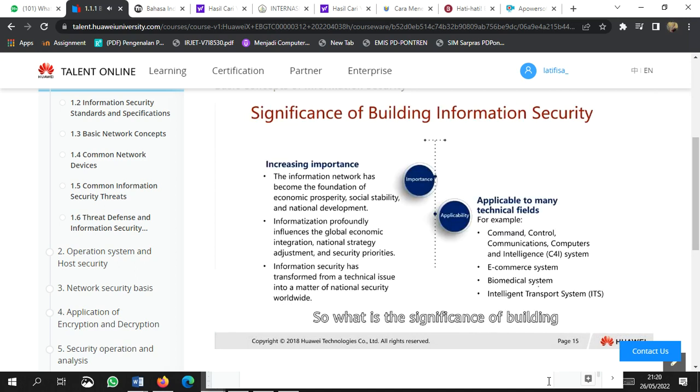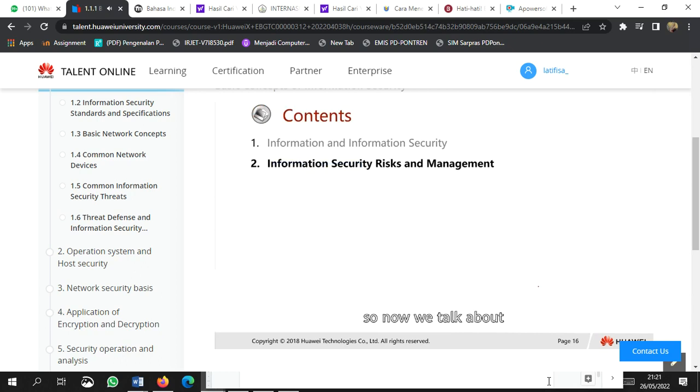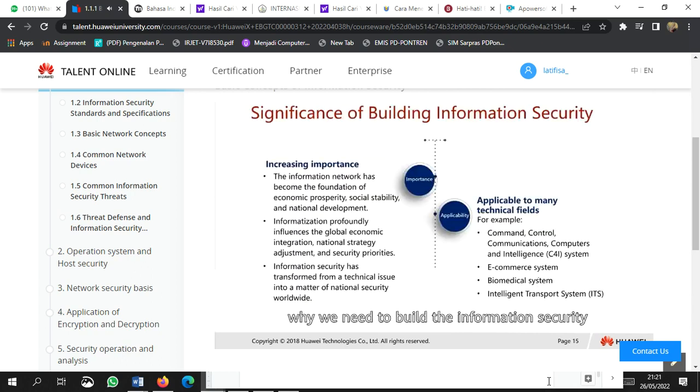All right, so what is the significance of building information security? We talked about so many problems, the causes. Now we talk about why we need to build information security. Information networks have become the foundation of economic prosperity, social stability, and national development.